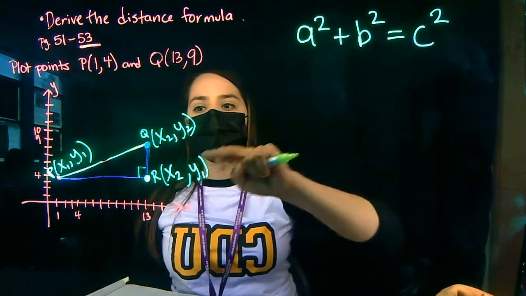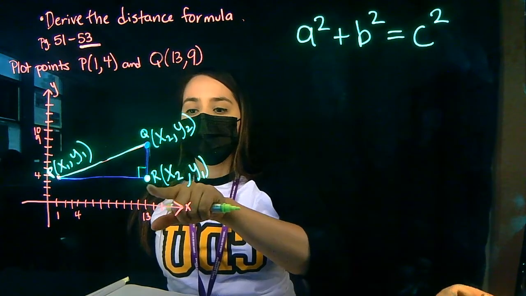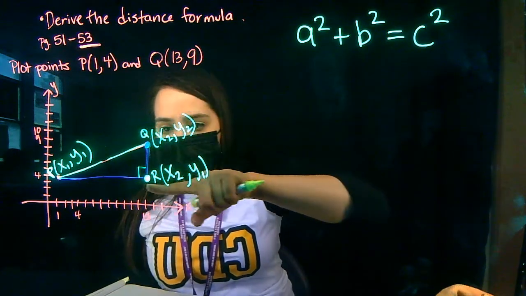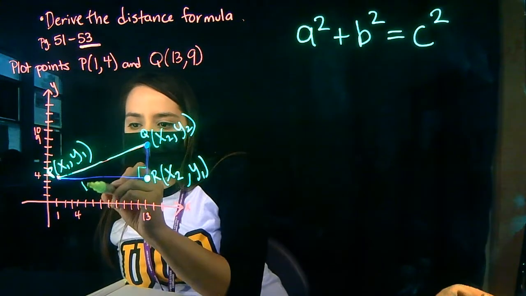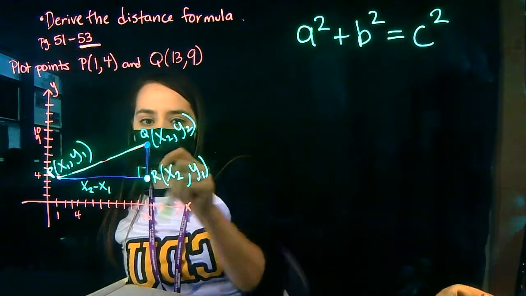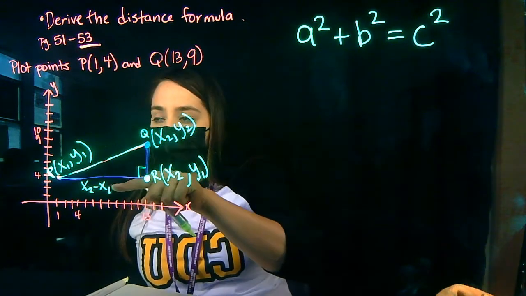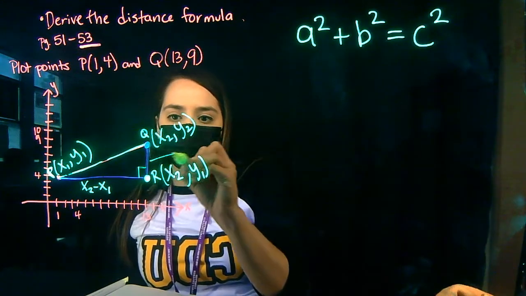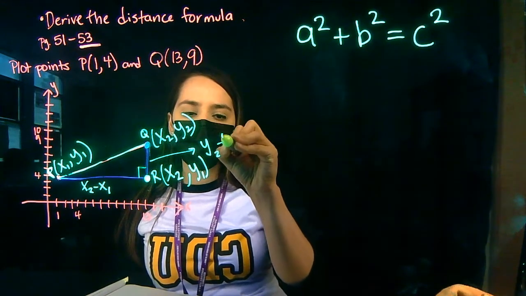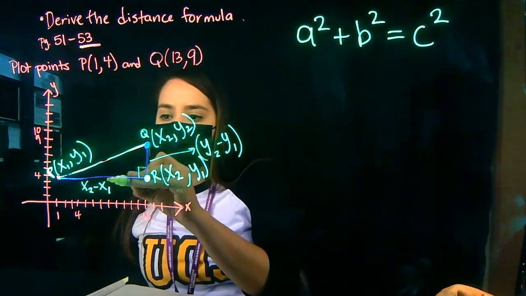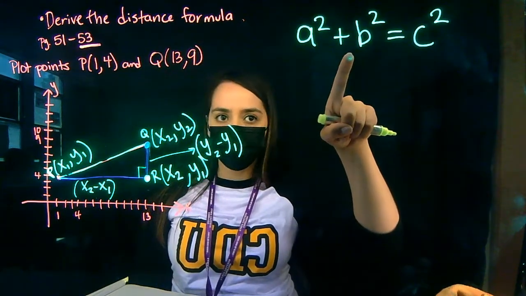So A and B represent the legs of the right triangle. C represents the hypotenuse, right? So in order to find the change in x's, we technically did x2 minus x1, right? We got that number by subtracting them from each other, and that's how we found the distance. That was our A value. And then our B value, the vertical distance, was y2 minus y1, right? So then we got that number, and we plugged it into the Pythagorean theorem.